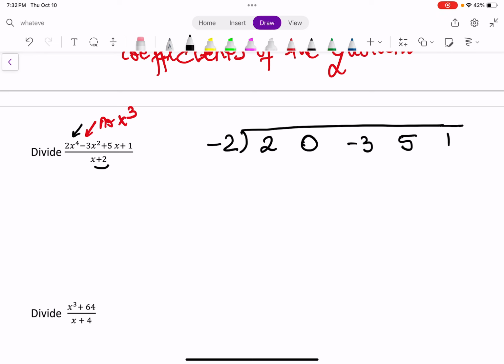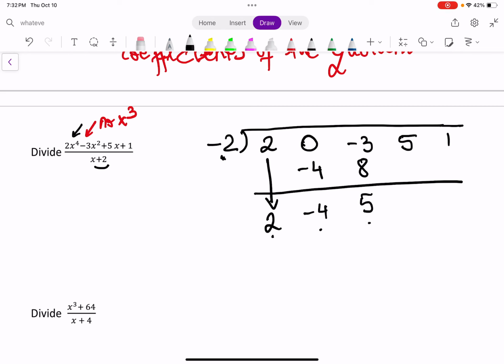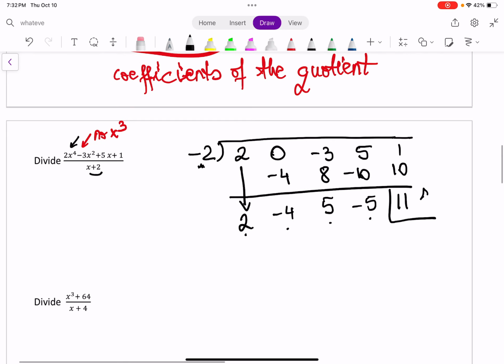Okay. Leave some space and put a bar. Start by bringing down the 2. 2 times -2 is -4. Add them up. -4 times -2 is +8. Add them up. 5 times -2 is -10. Add them up. -5 times -2 is a +10. Add them up. Okay. So 11 is the remainder of this division.